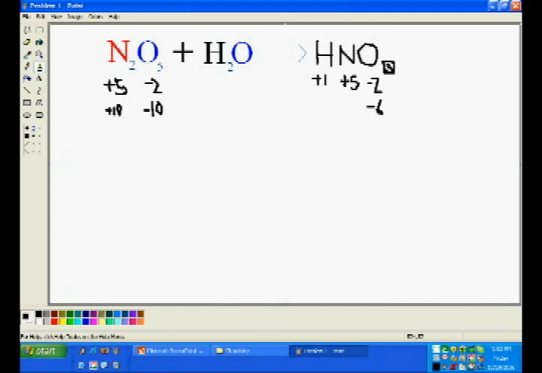Now, we're not done yet because it's in water, and nitric acid is a strong acid, so it dissociates. The H goes to H+, and the NO3 goes to NO3-. So, I'll just rewrite the equation, and I'll just separate these two out. H+ and NO3-. We'll delete all this other stuff, and we're done. That's the answer.